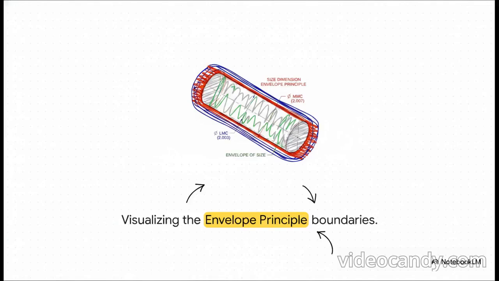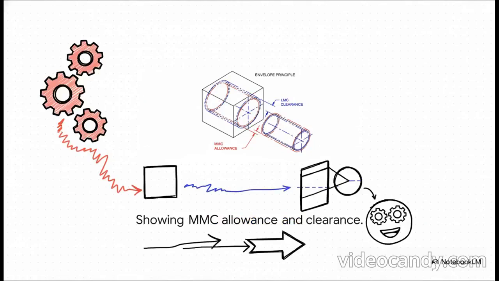Knowing this absolute maximum size is critical, because it represents the definitive worst-case scenario for guaranteeing two parts will actually assemble together. And this crucial concept of MMC ties directly into what we call the envelope principle. Notice the invisible boundaries created here. That outer red line represents the maximum material condition, literally the absolute largest this cylinder can be. Meanwhile, the inner blue line represents the least material condition, or LMC.